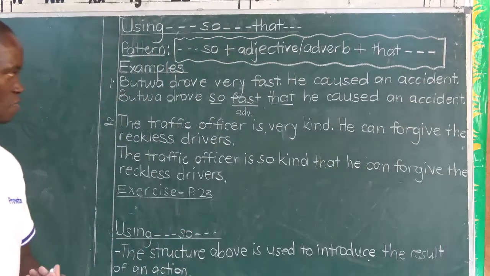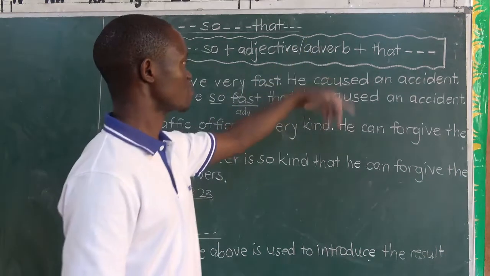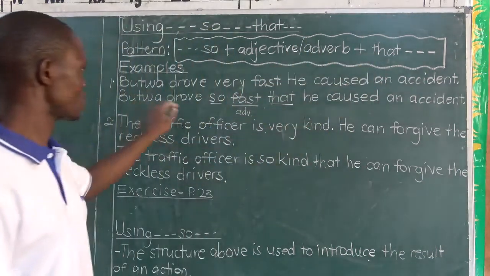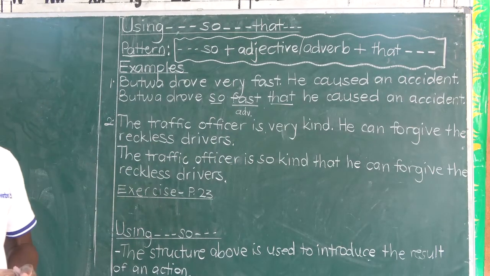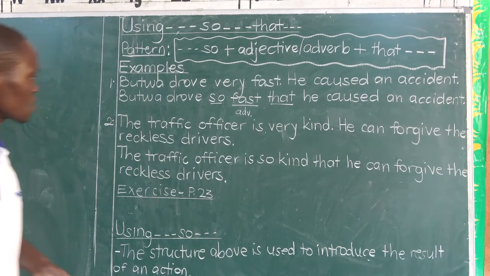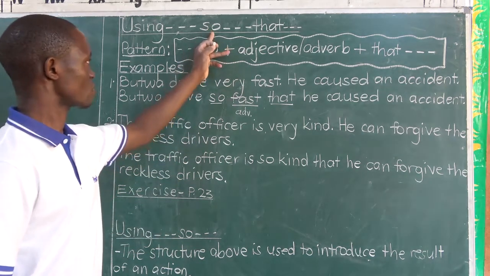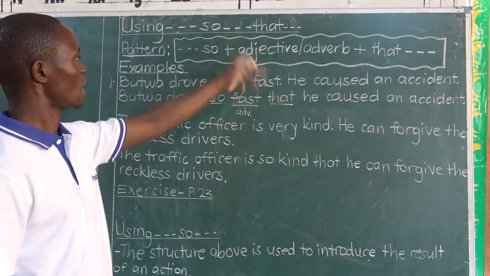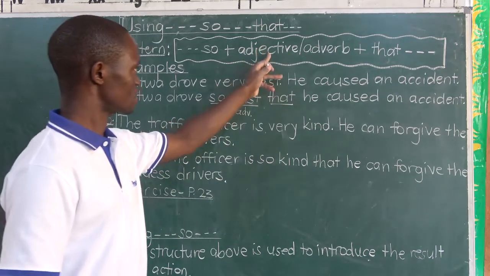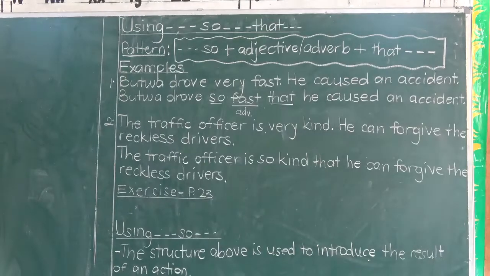Have we followed the pattern? The answer is obviously yes. So plus adverb plus "that". So Butwa drove so fast that he caused an accident. And that's our answer. Next, what does this mean? It means just after "so", the three dashes you see here are representing either an adjective or an adverb. Don't forget that. Example 2, which will be our last example.